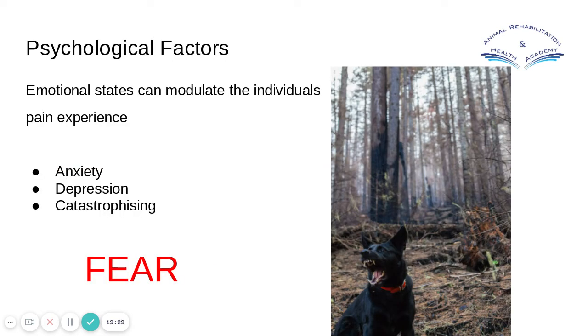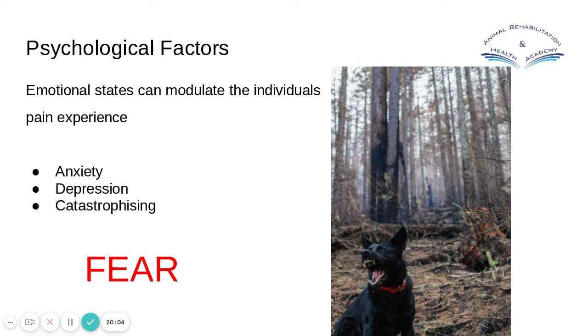So this is where I really want to dig down a little bit more. Emotional states can modulate the individual's pain experience. That's a very important factor, I think, with animals. It's been shown in human studies. It's quite well known that things like anxiety, depression, and catastrophizing can increase your individual perception of pain. So if you're in a particularly anxious state, then everything might hurt more. If you're very depressed, then everything might hurt more, or sometimes even doesn't.